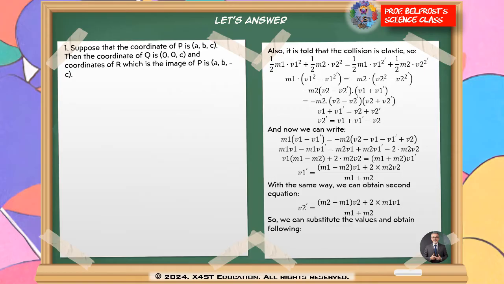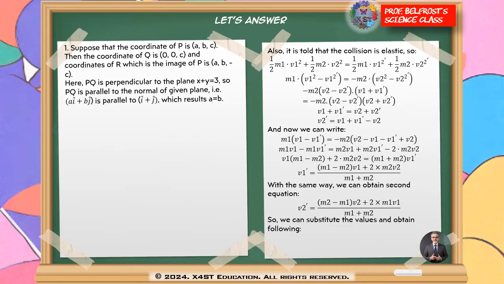on the mirror side. Because the mirror plane is x plus y, it will be on the negative side of z, which is (a, b, minus c). Here, PQ is perpendicular to the plane x plus y equals 3, so PQ is parallel to the normal of the given plane, meaning that a i hat plus b j hat is parallel to i hat plus j hat, which results in a equals b.